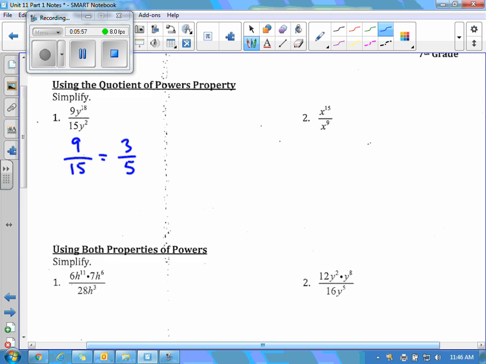Now I can worry about the exponent part. So I have y to the 18th divided by y to the second. So I'm going to do y to the 18th minus 2. That's going to give me positive 16, so that's going to stay on the top.